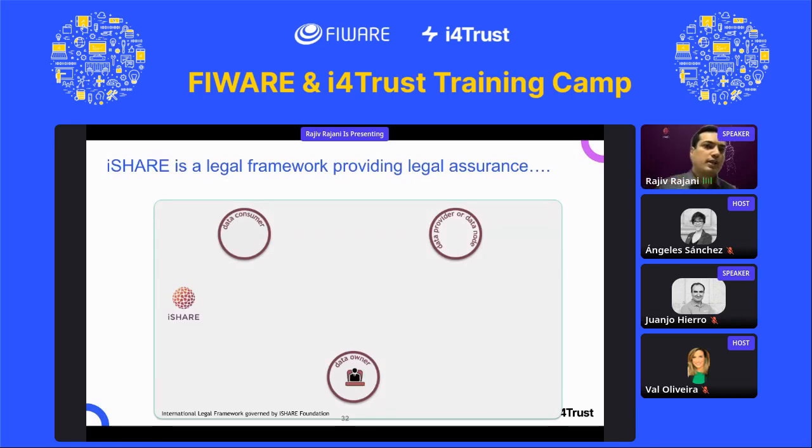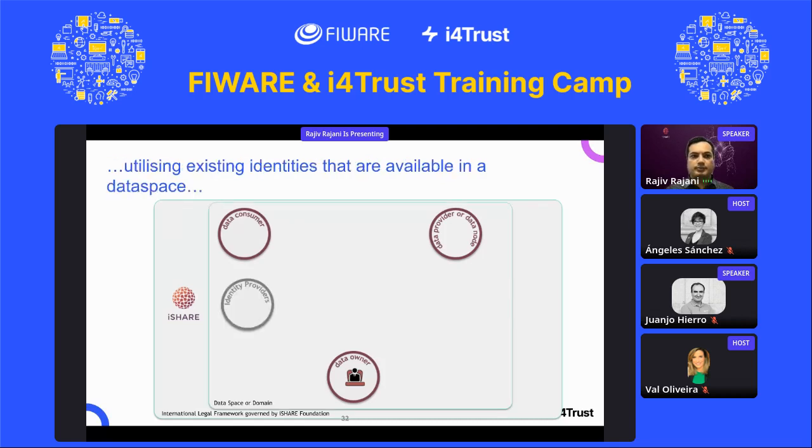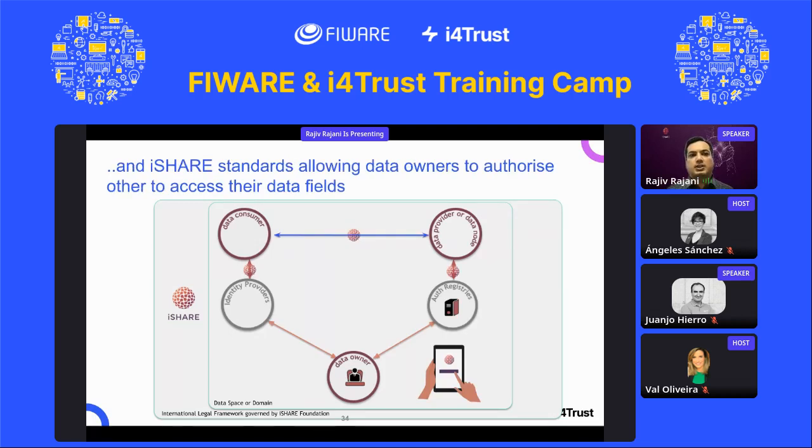So in essence, iShare is a legal framework that we provide with the legal assurance, and as you can see in this, we have three kinds of roles defined in iShare: the data consumer, who receives the data, the data provider, who is providing the data, and the data owner, who is owner of that data at a particular given time, who allows access to the consumer to receive the data. And for that, we reuse existing identities that are available, that data consumer and data owner can use. But at the same time, we also have defined something called an authorization registry, from where, as a data provider, you can verify if a particular identity has access to the data that it is requesting. And you also get information on what kind of access they have and what they can do with that data.